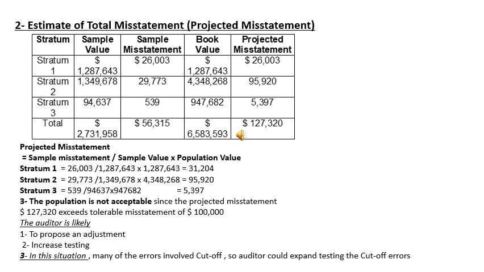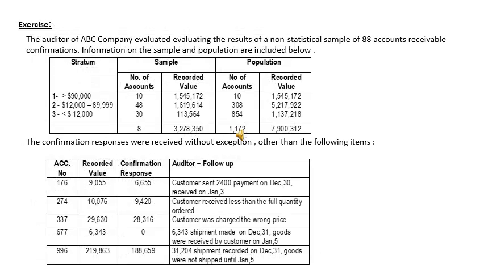Calculate the projected misstatement for each stratum, which equals the sample misstatement divided by the sample size times the population value. Then the auditor must compare the tolerable misstatement and the projected misstatement to accept or reject the population. This exercise is considered an assignment.